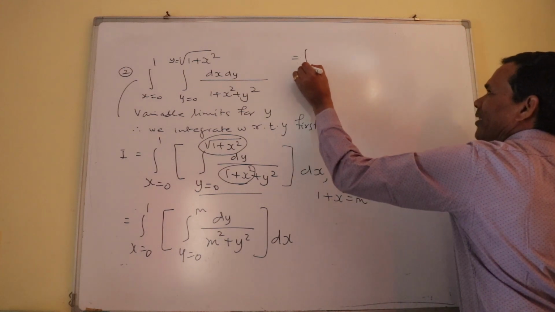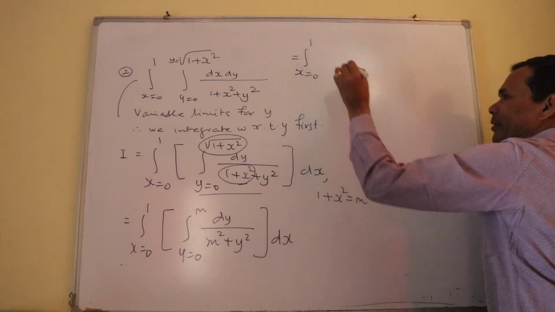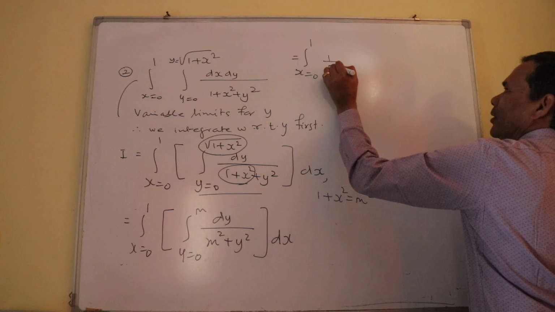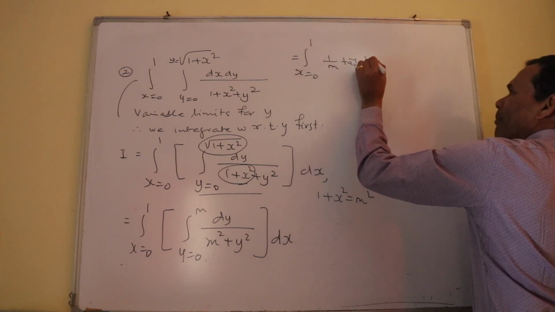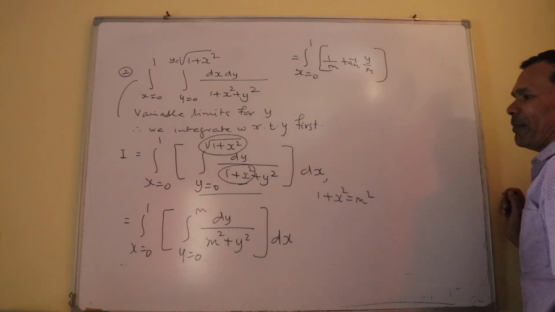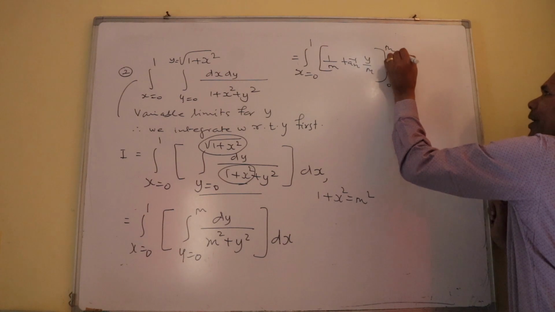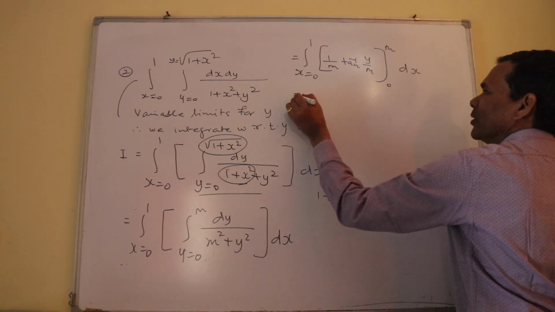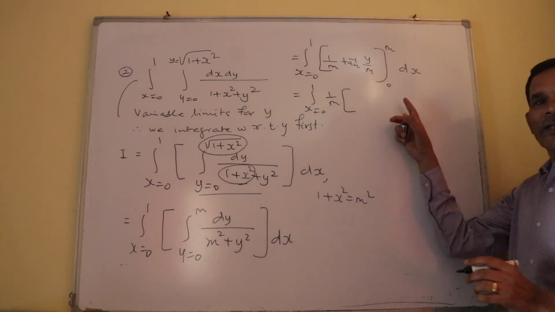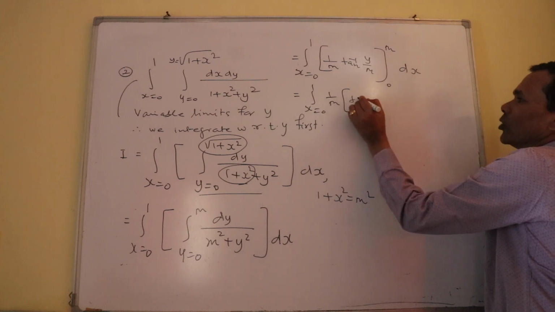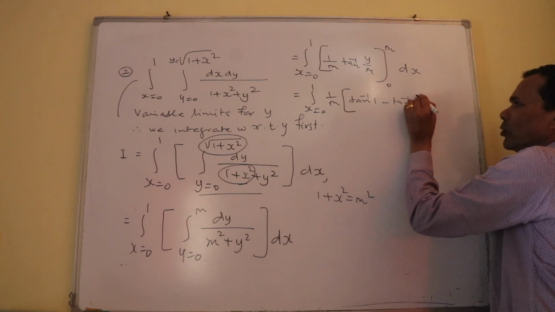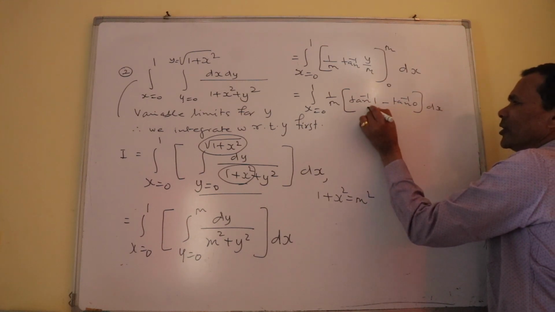This is equal to x from 0 to 1. Integration of this is 1 upon m tan inverse of y upon m, with limits applied 0 to m, into dx. I apply the limits, x from 0 to 1, 1 upon m. The upper limit is m, so tan inverse of m by m is 1, minus tan inverse of 0. Tan inverse of 0 is 0. So this is pi by 4.